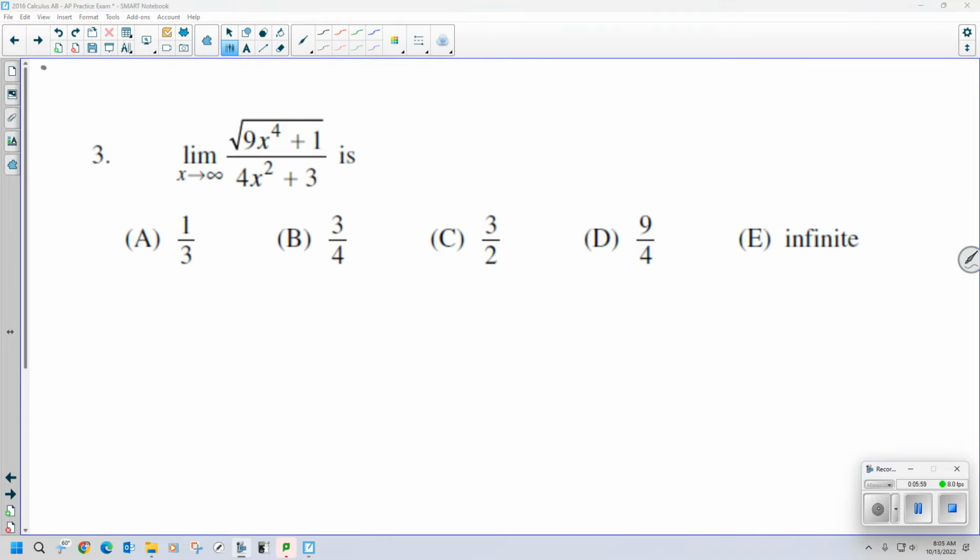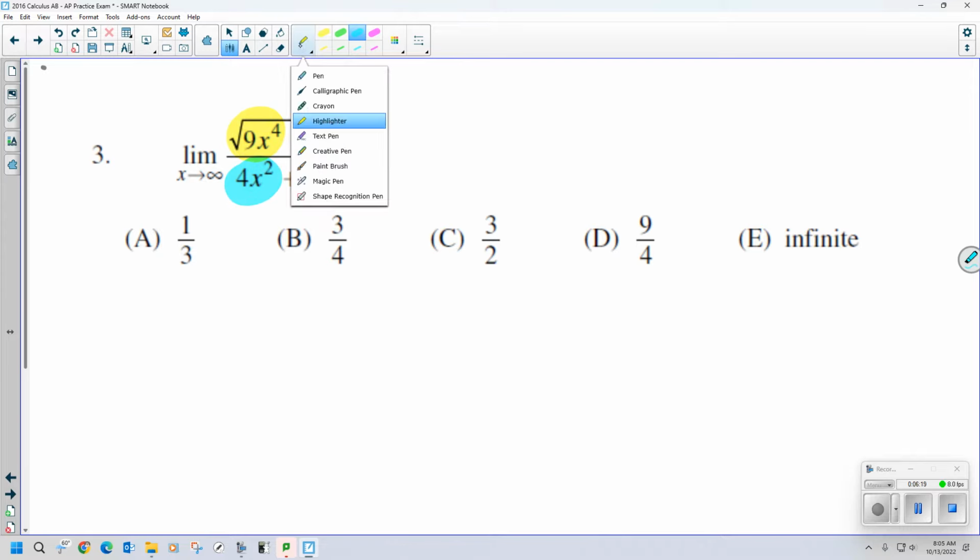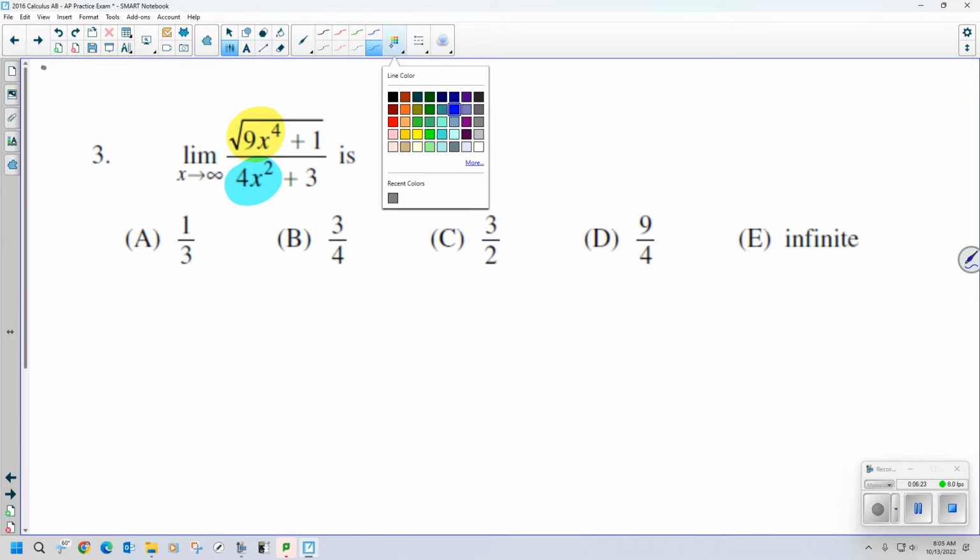Number 3, find the limit as x goes to infinity of the square root of 9x to the 4th plus 1 over 4x squared. Well, you should know that whenever I take the limit as anything goes to infinity, I only need to keep the biggest term on the top and the biggest term on the bottom. And then I simplify. If there's any x's left over after that, then I can put infinity in for that.